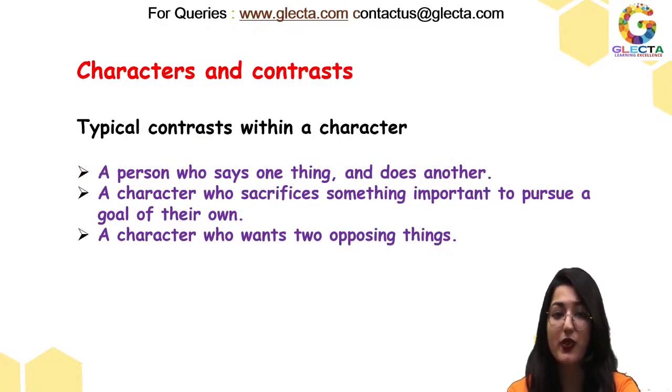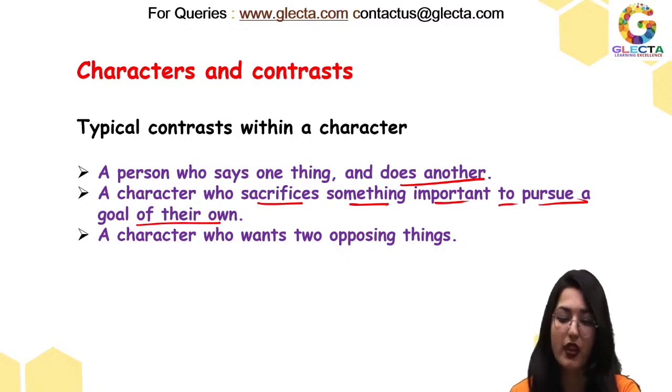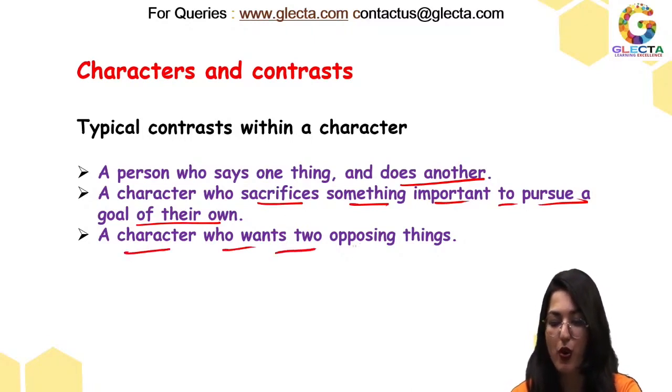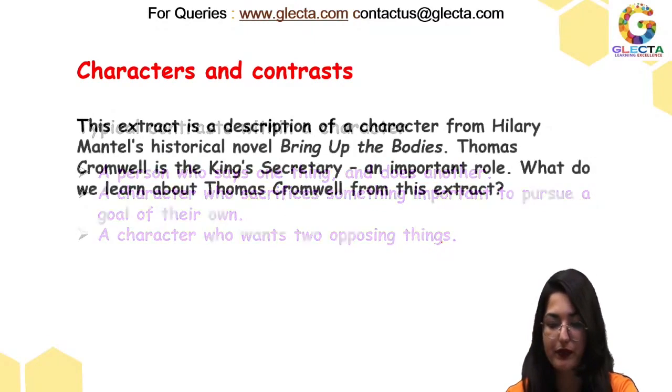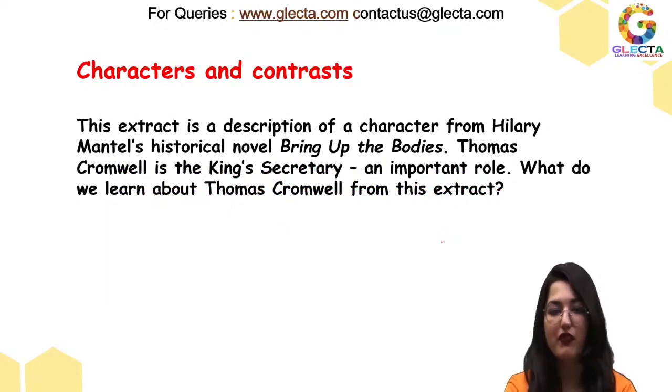Typical contrasts with the character. A person who says one thing and does another. A character who sacrifices something important to pursue a goal of their own. A character who wants two opposing things. So now we have to talk about the characters and the contrast.